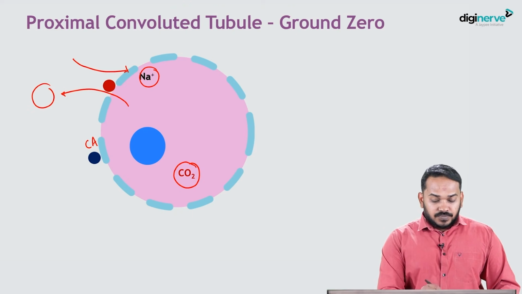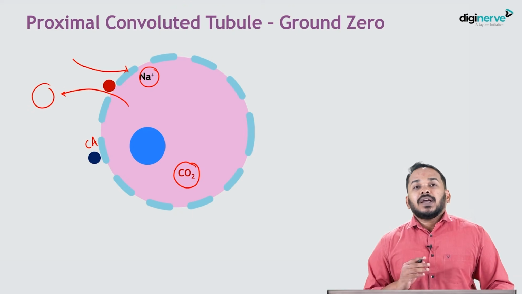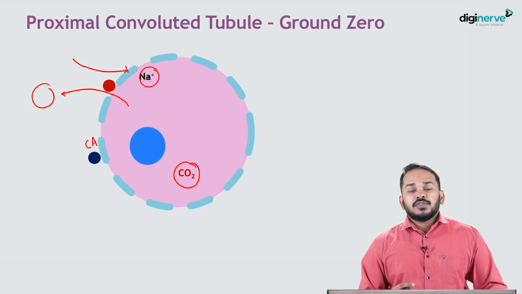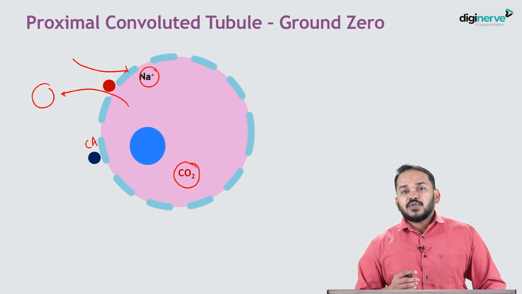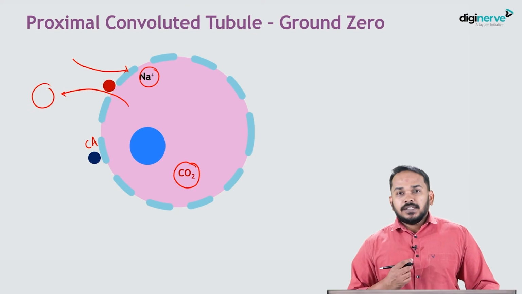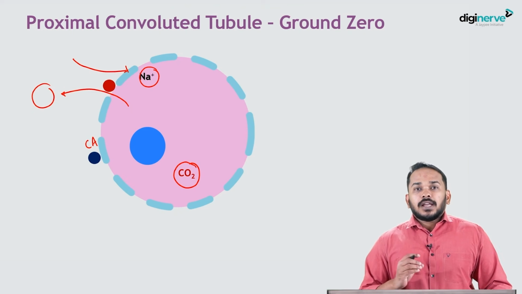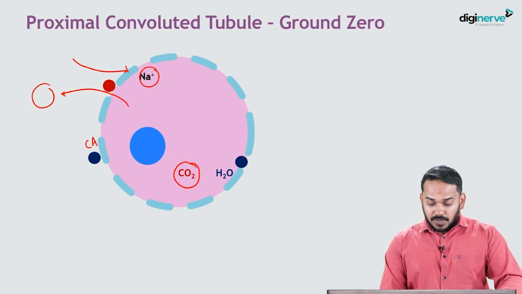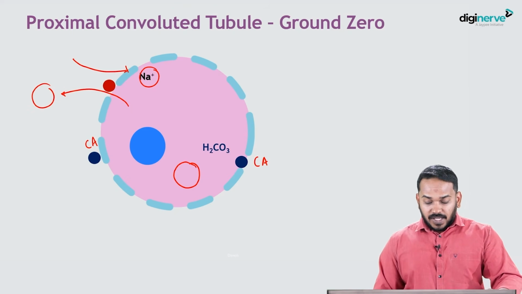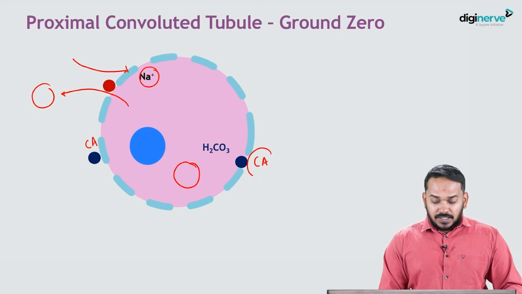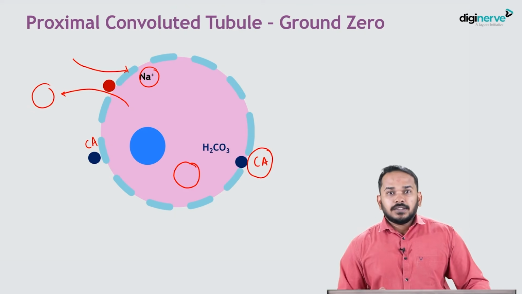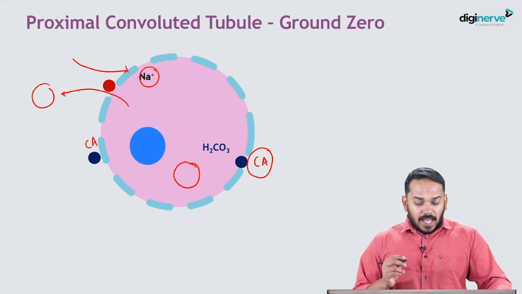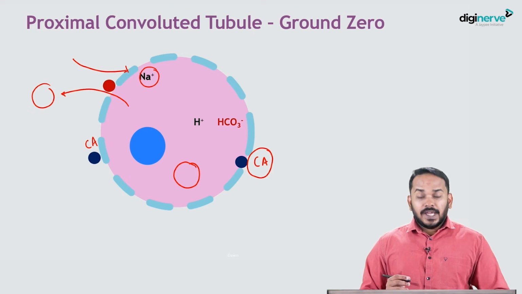So the secreted H plus ions combined with bicarbonate ions to form carbonic acid, which will be broken down by carbonic anhydrase enzyme into water and carbon dioxide. And this carbon dioxide will diffuse into these cells where it combines with water to form carbonic acid in the presence of the same enzyme, carbonic anhydrase. And this carbonic acid will dissociate into H plus and HCO3 minus ions.